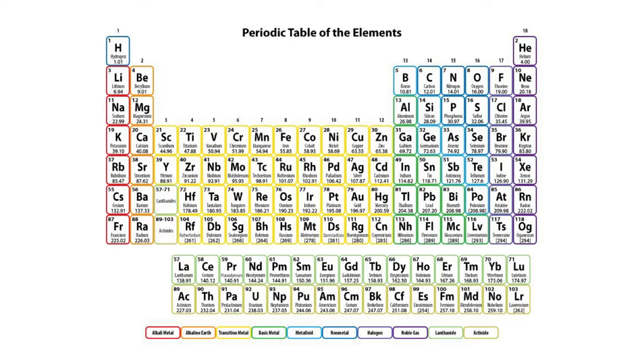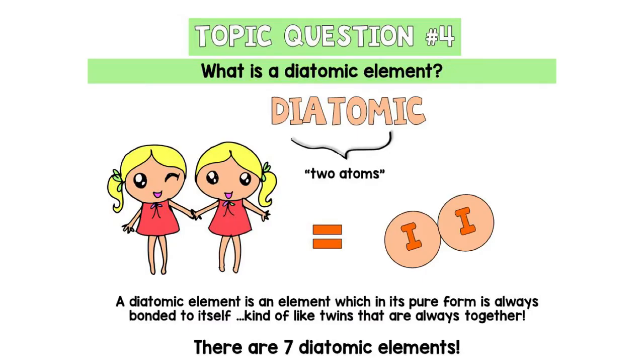Now, pause the video and try the do section. Write the name of each element represented by the chemical symbol given. Topic question 4 is, what is a diatomic element? Well, di means two and atomic means atoms, so diatomic means two atoms.